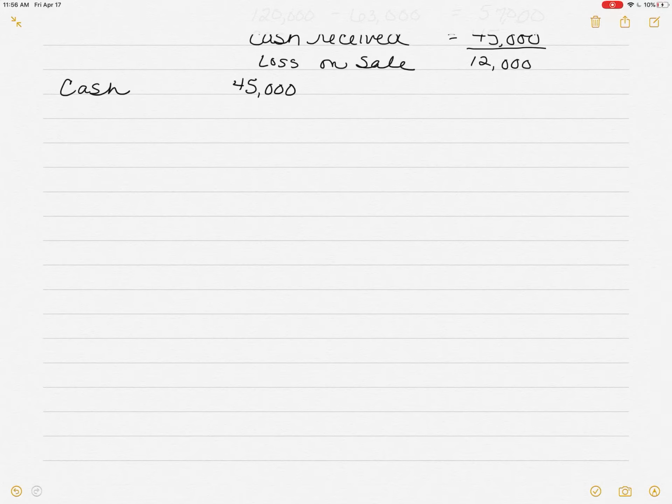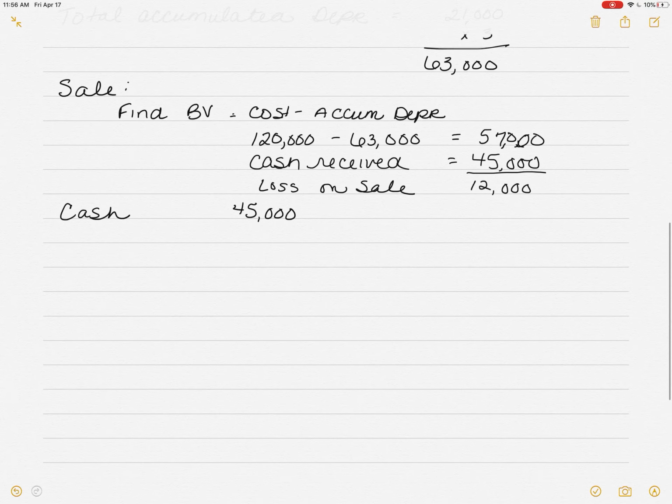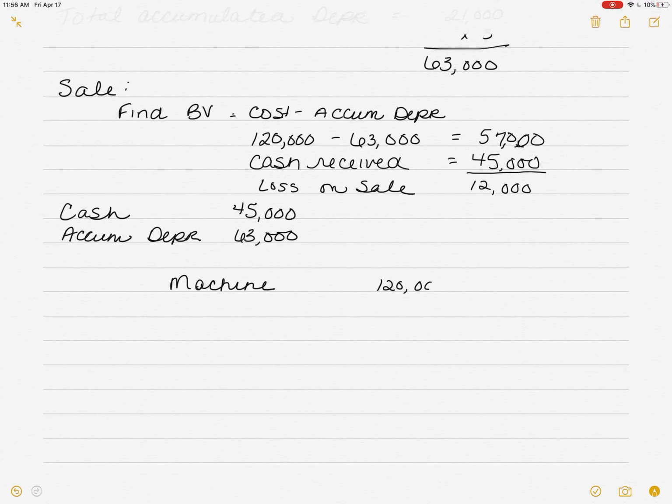If I sell this machine, I'm going to have to get both the machine and the accumulated depreciation off the books. To do that, accumulated depreciation normally has a credit balance, so I need to debit my accumulated depreciation. Remember, my total accumulated depreciation is $63,000. I'm going to need to credit, I'm going to skip a line, credit the machine to say I no longer hold this asset for the full amount.